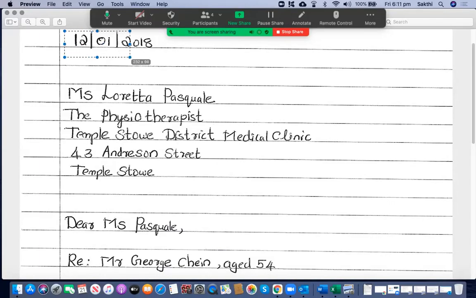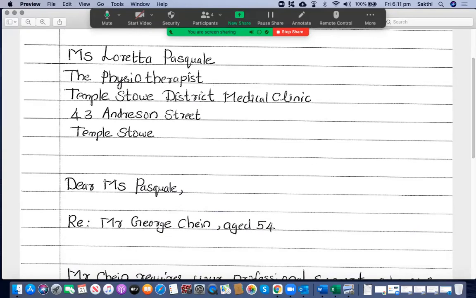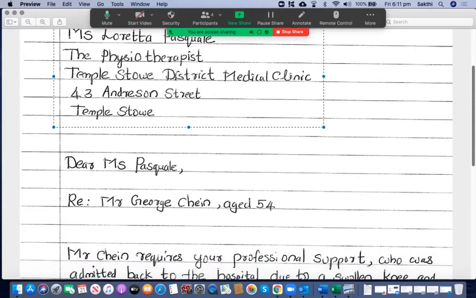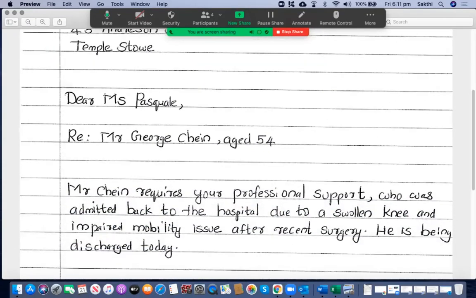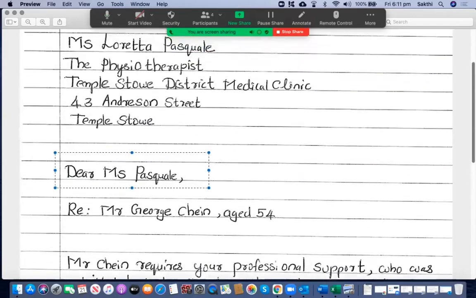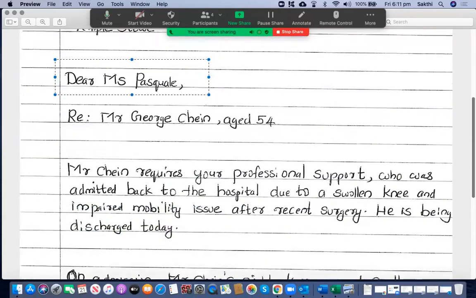So the student has written the date on the top, which is good. And then you have written the addressee's details here. So the addressee is a physiotherapist. Okay, good. You have written the addressee's details without any spelling mistake. I'm happy with that. And then you have written the salutation of the addressee, that is Dear Miss Pasquale. All right, so that's good.